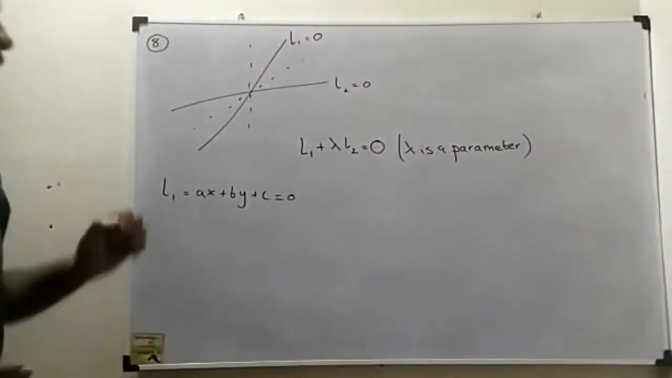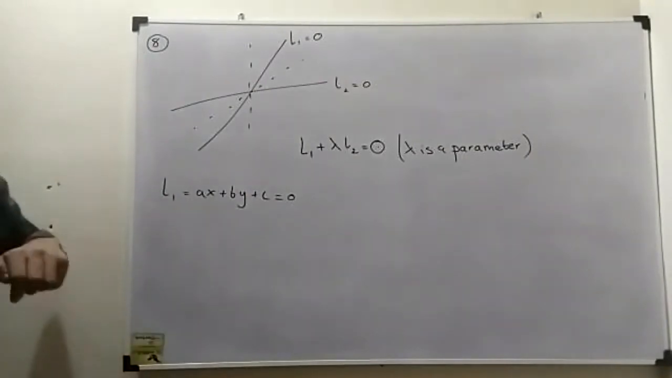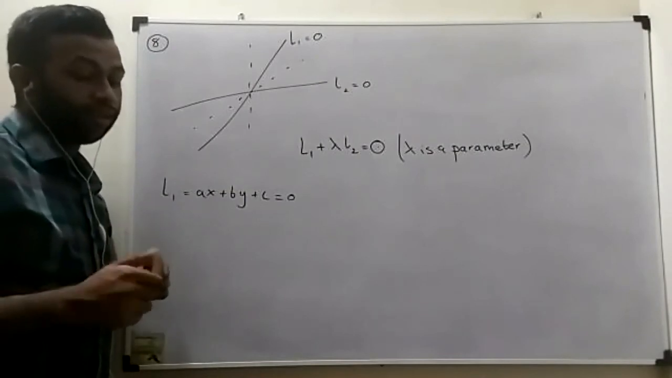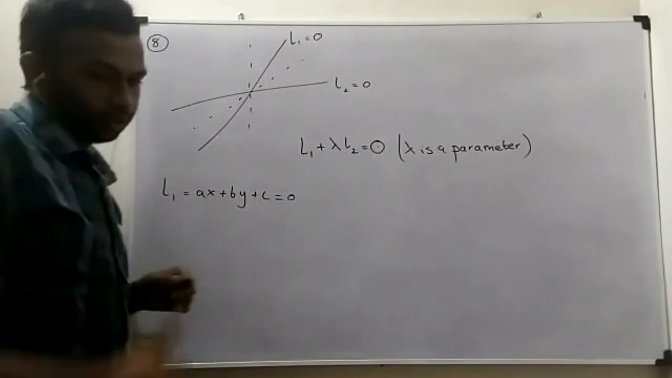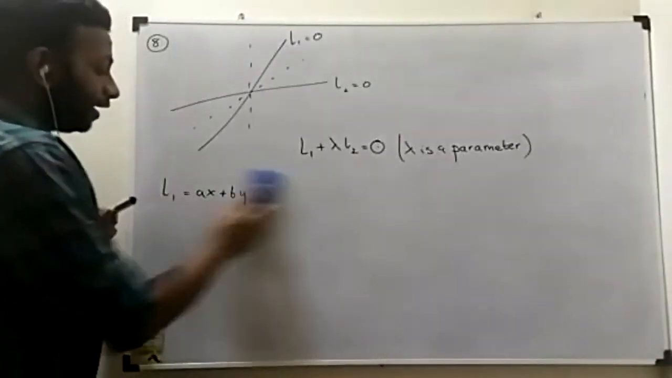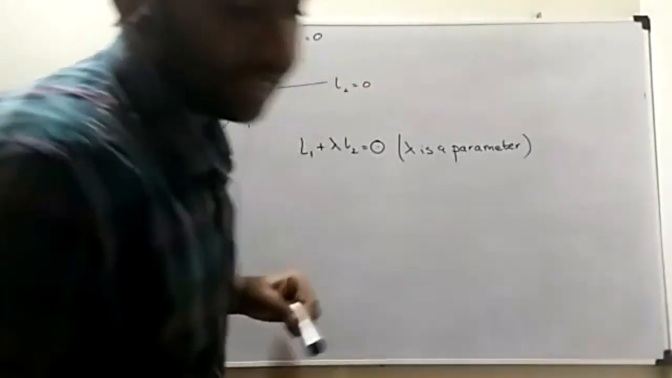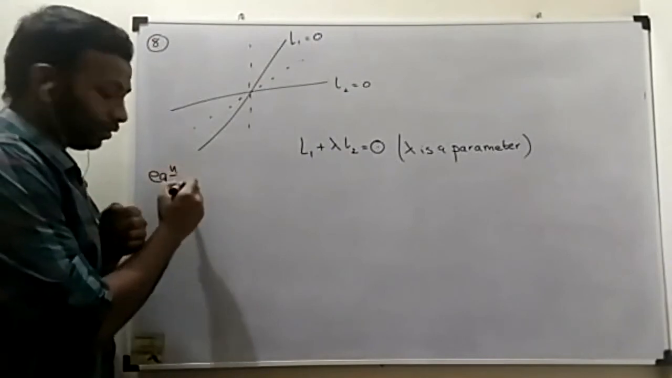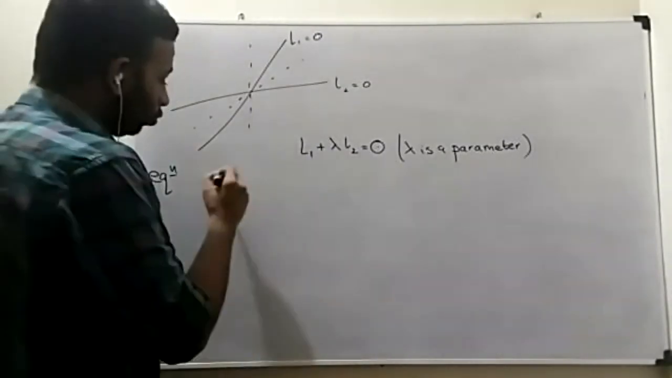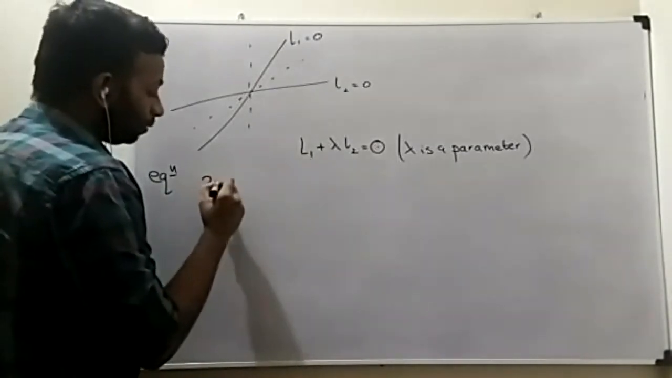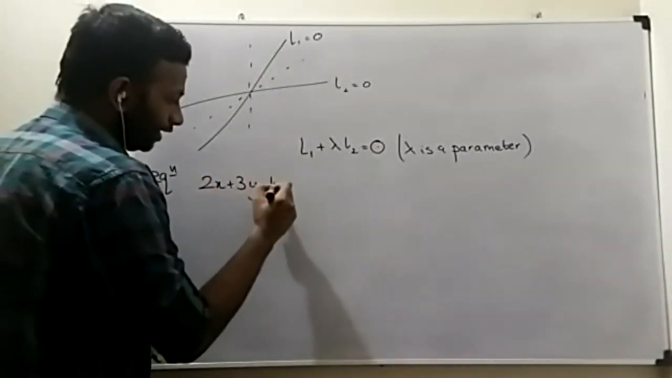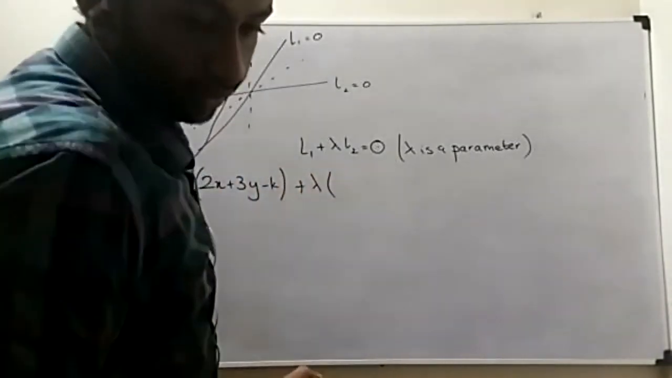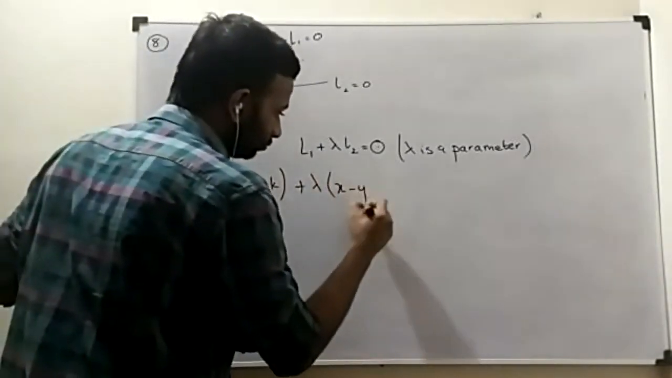But this gives you a set of straight lines, not one straight line. The next thing we can use is that they have given a point: the straight line passes through the origin. Using these two, we can find exactly which straight line we need. So the equation of the straight line we need is 2x plus 3y minus k plus lambda times x minus y plus 1 equals 0.